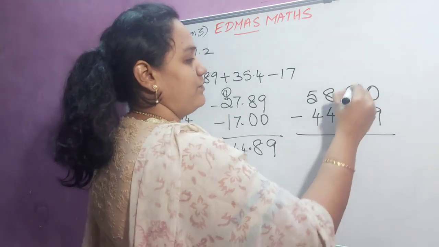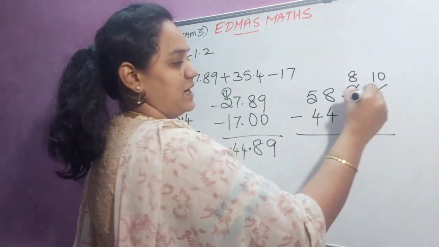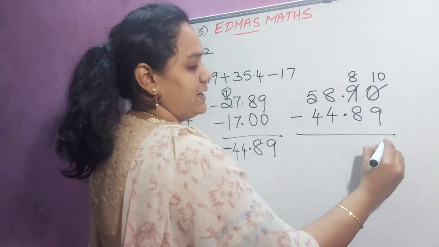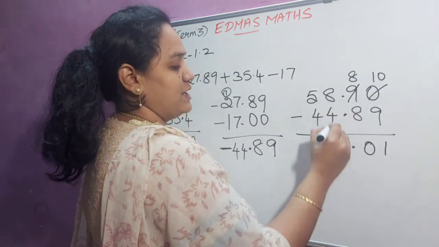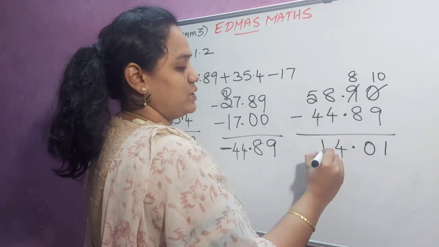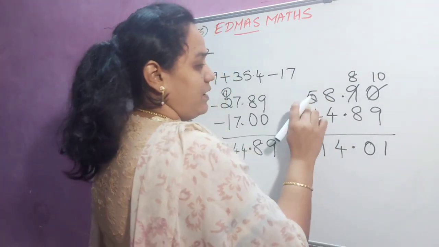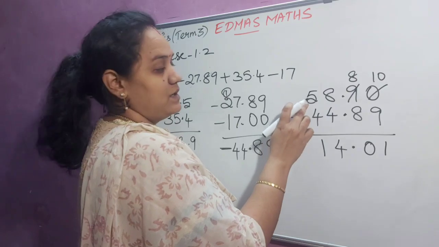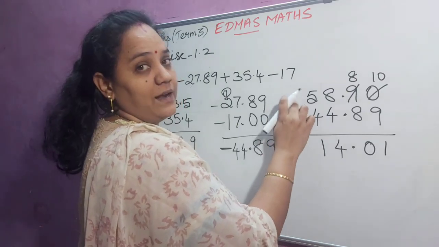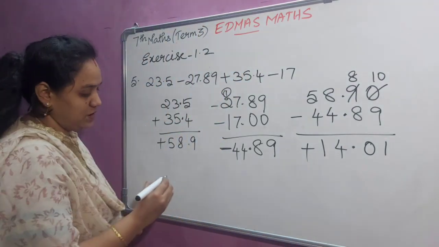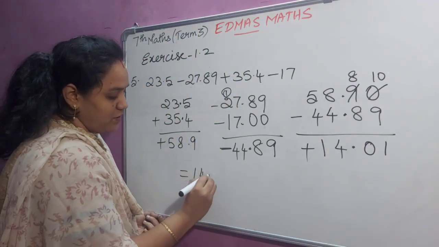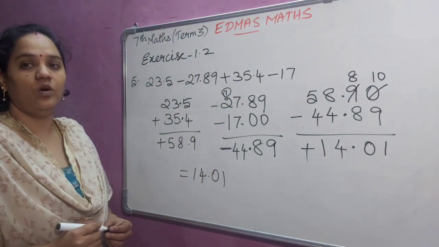So we have to take 1 from here, 8. This will become 10. So 10 minus 9 is 1. 8 minus 8 is 0. 8 minus 4 is 4. 5 minus 4 is 1. Here the greatest number has a plus sign. So we have to write plus 14.01. So the answer is 14.01.